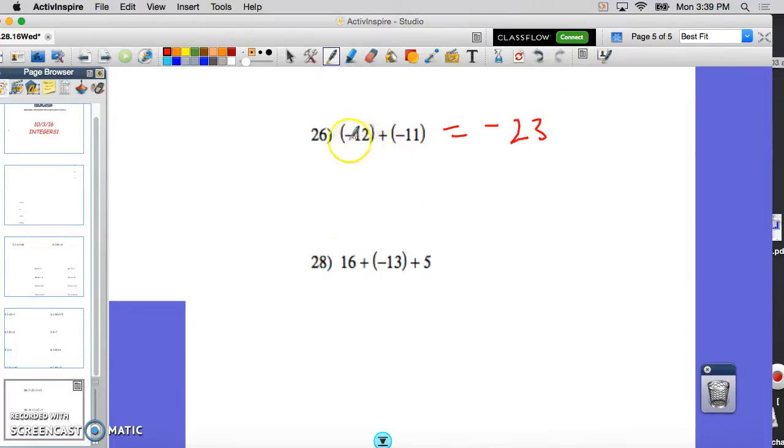So this is basically saying you have negative $12 in your account. You then went and spent $11 more. So that means now you owe the bank $23. Another way of looking at it.